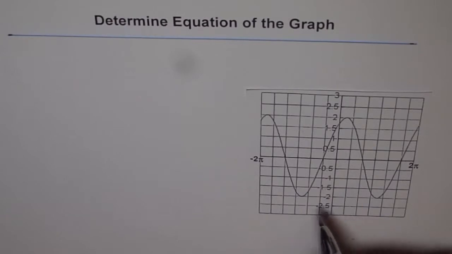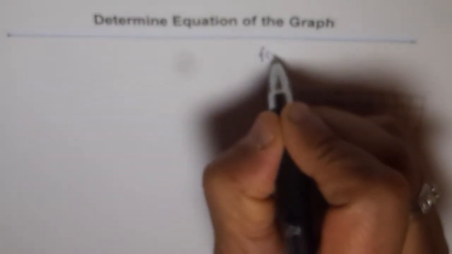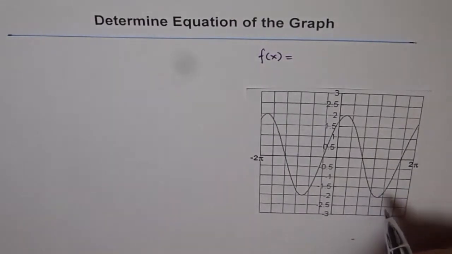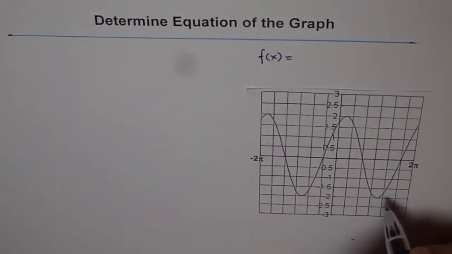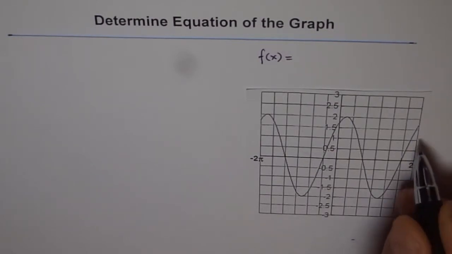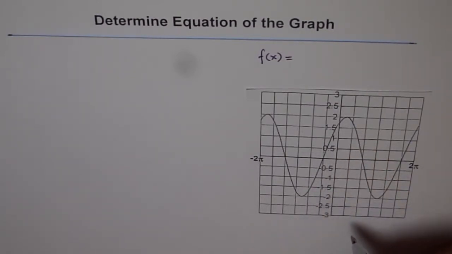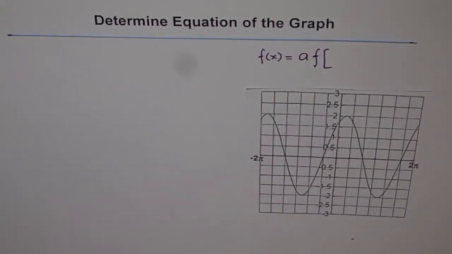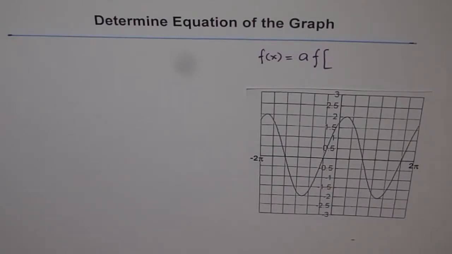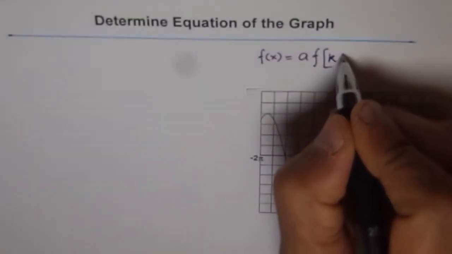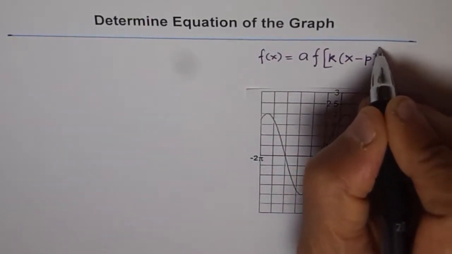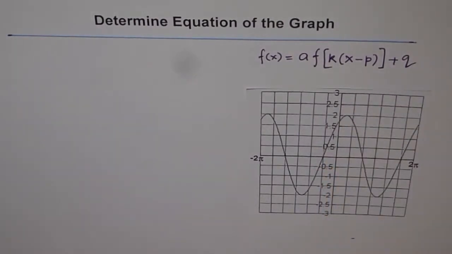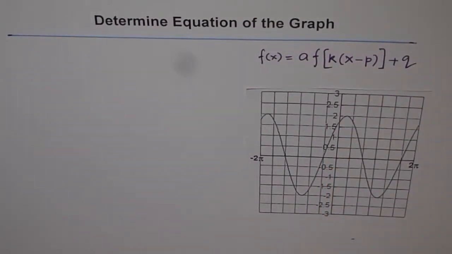Now, in general, first let's write down the general equation which we are trying to fit for the graph. So function f of x, which represents the sinusoidal function, can be written as f of x equals a times f of k times x minus p plus q. I'm still using the general f, so that I have flexibility. I could write sine function or cosine function, which I'll figure out later when we get into the details, right?